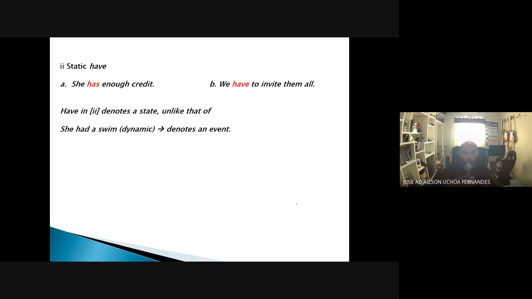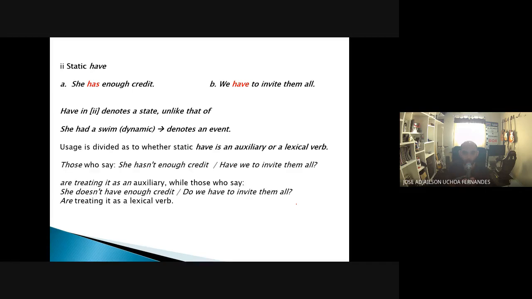I have a house. Okay, this is the present state. I have many debts with the bank. This is a financial state of being. Yeah. So there is a difference between the dynamic and the static have. So usage is divided as to whether static have is an auxiliary or a lexical verb. Grammars do not have a consensus about this, about whether we should consider this have an auxiliary verb or a lexical verb.